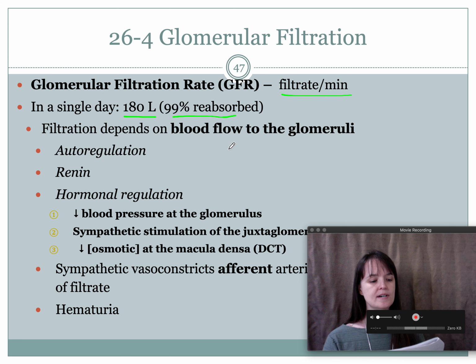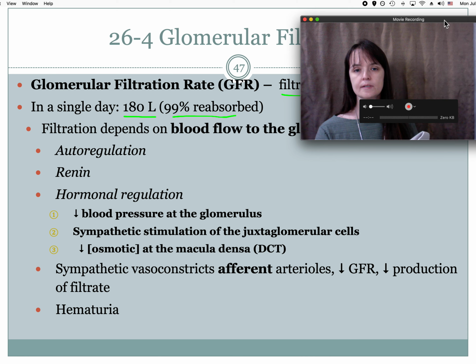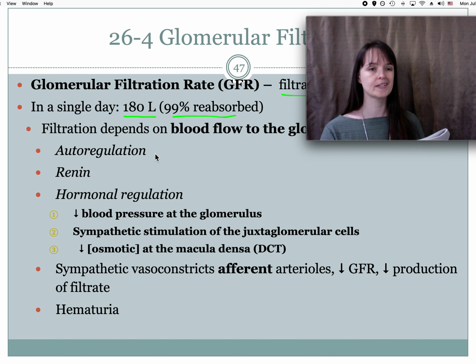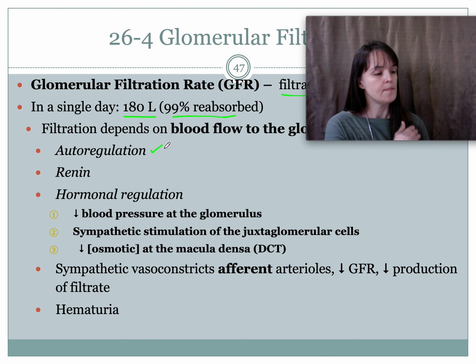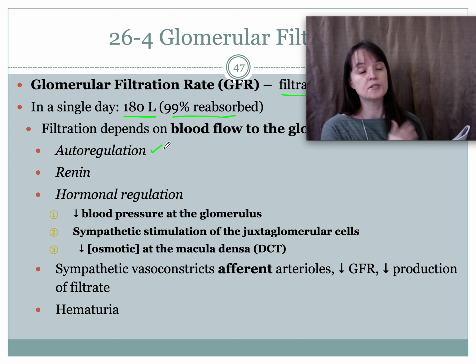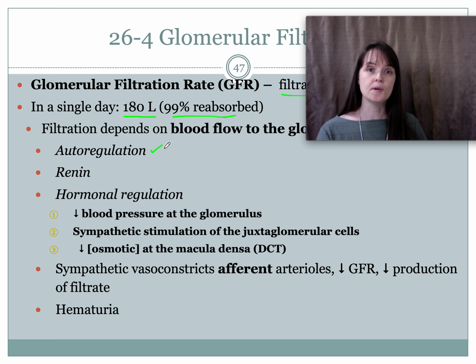Filtration depends on blood flow to the glomerulus to maintain normal filtration pressures. Let me move me back up. There we go. Stay out of the way. Autoregulation, here we are. Autoregulation maintains GFR when the blood pressure changes. So how do you not go into acute renal failure every time your blood pressure drops? The diameters of the afferent and efferent arterioles and even the glomerulus change to maintain a positive GFR, a positive glomerular filtration rate.